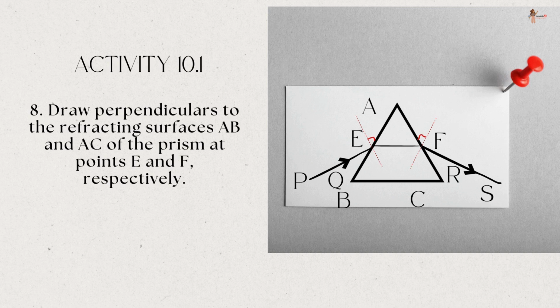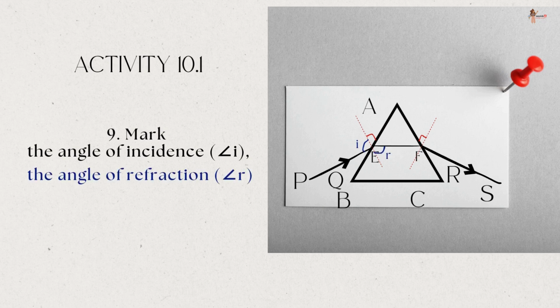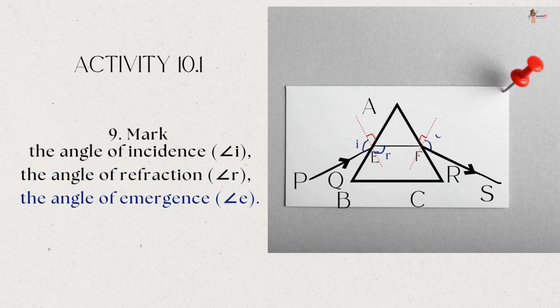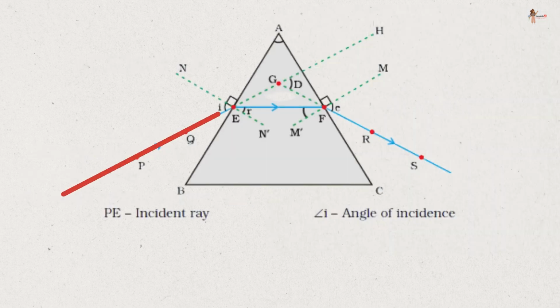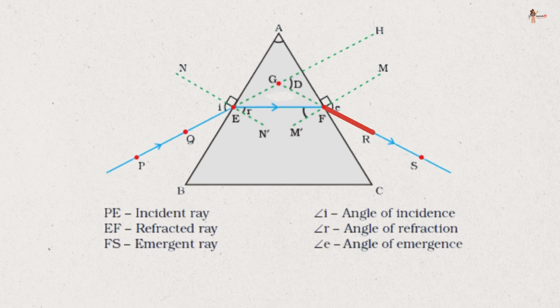Now draw perpendiculars to the refracting surfaces AB and AC of the prism at points E and F respectively. Mark the angle of incidence as angle I, the angle of refraction as angle R, and the angle of emergence as angle E as shown here. Here PE is the incident ray, EF is the refracted ray, and FS is the emergent ray.